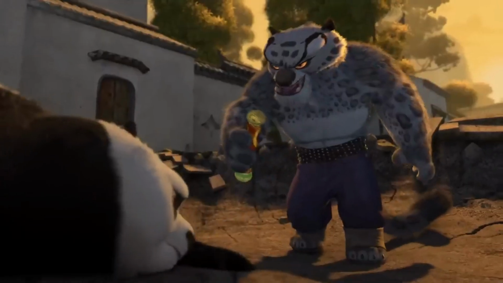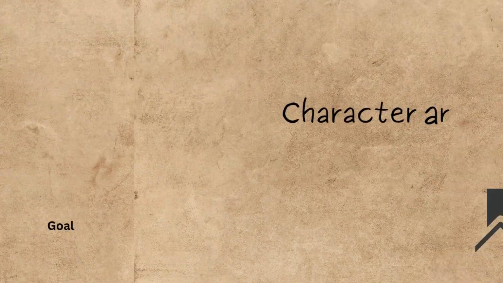For example, Tai Lung wants to be the Dragon Warrior. He wants to get the Dragon Scroll. Step 3, character arcs and growth.